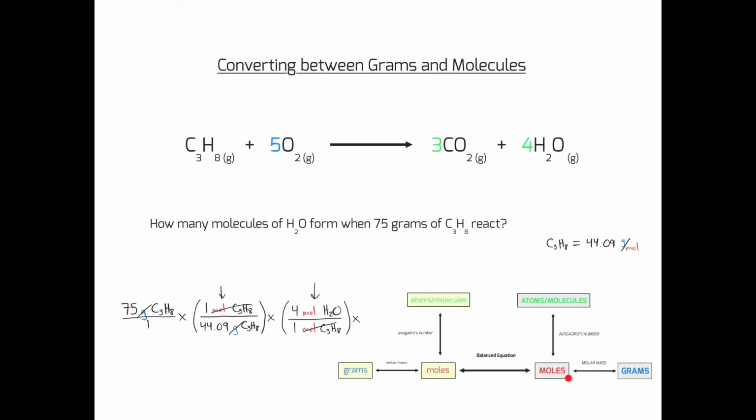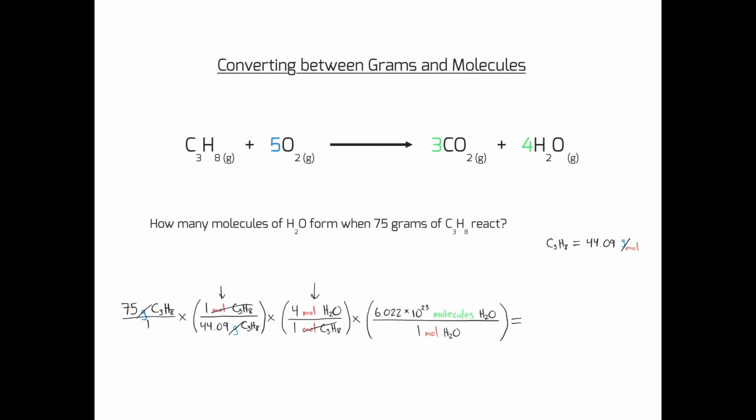So now we're here, and the last step is to convert from moles of H2O to molecules of H2O. And we're going to do that by using Avogadro's number. So we set this up so moles of H2O on bottom cancel with our moles of H2O on top. So our moles cancel with our moles. And now we're left with molecules of H2O.